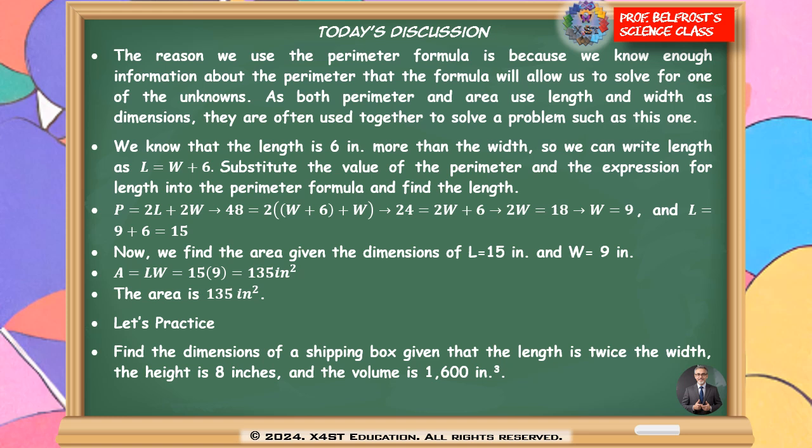Find the dimensions of a shipping box given that the length is twice the width, the height is 8 inches, and the volume is 1600 cubic inches.